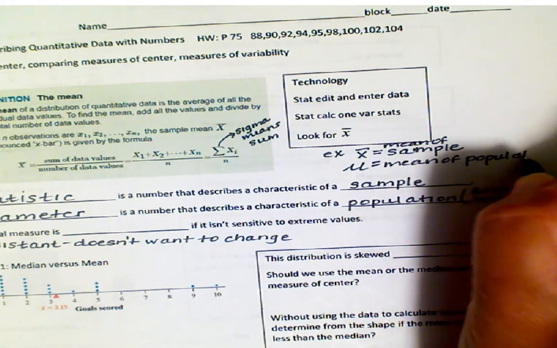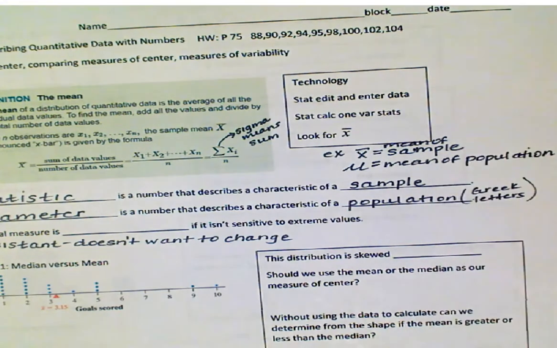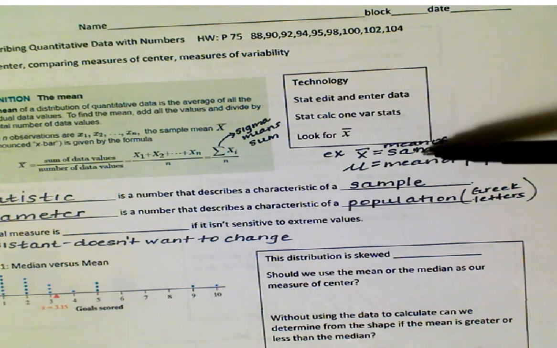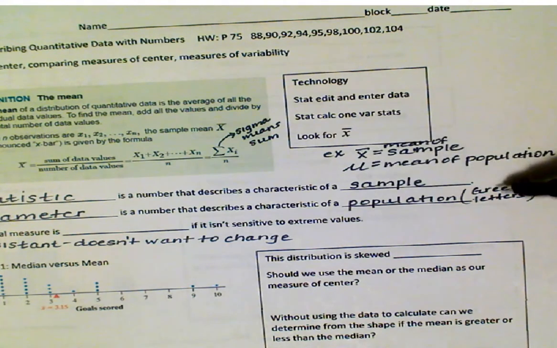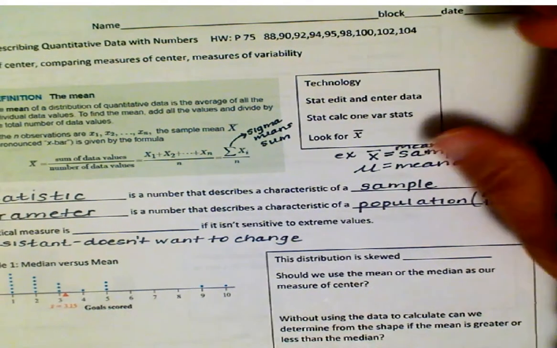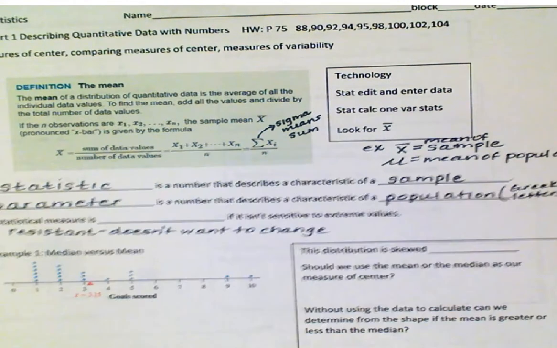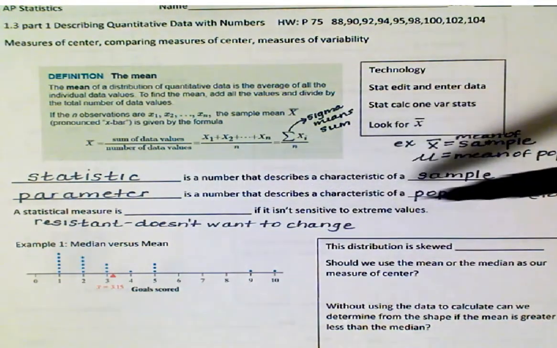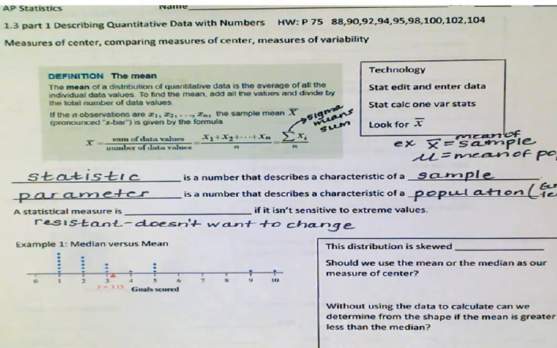I did want to point out that you need to be really careful with the notation you use, because if you use the wrong notation on the AP exam, they do take points off. X bar would be the mean of your sample, and mu, a Greek letter, would be the mean of the population. That's the difference between a statistic and a parameter. A statistic is a statistical measure of a sample. A parameter is a number that describes a characteristic of a population.